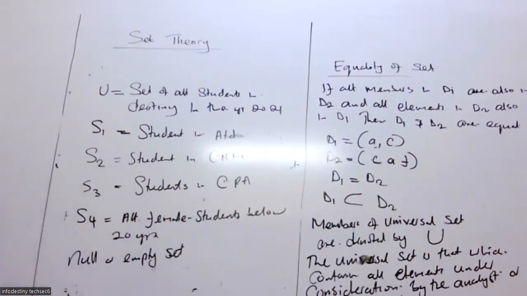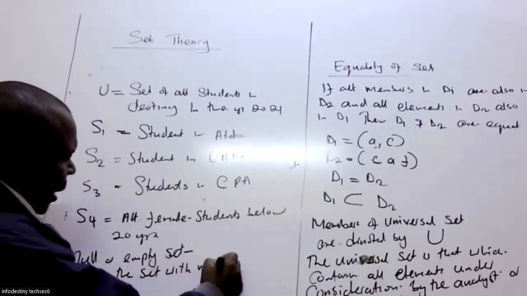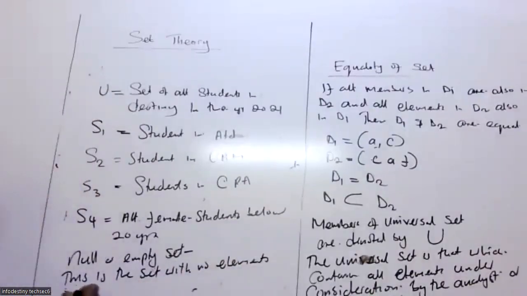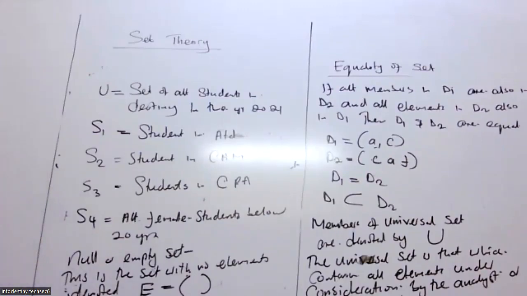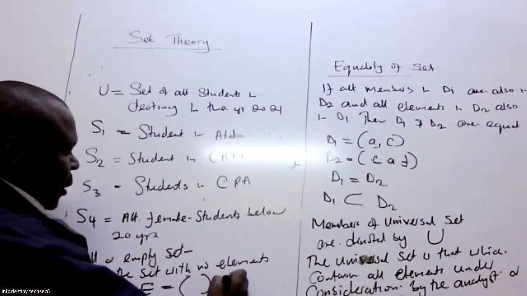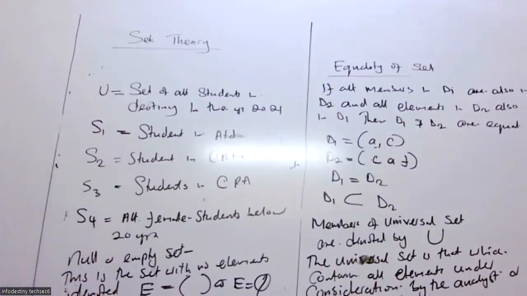Now, what's the null or empty set? This is the set with no elements, denoted E. So we say E will be equal to, then you open the bracket, then you open another bracket. There will be nothing in that particular bracket, because the set also we are going to enclose with a bracket. Or you say E will be equal to this one. That means there's nothing in the bracket.